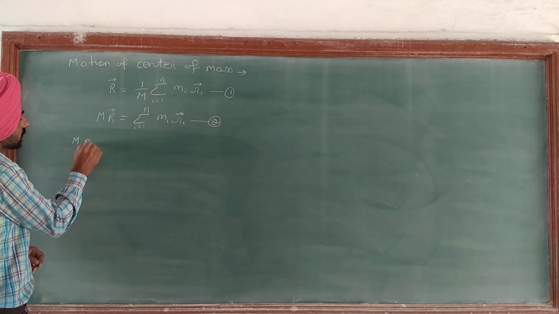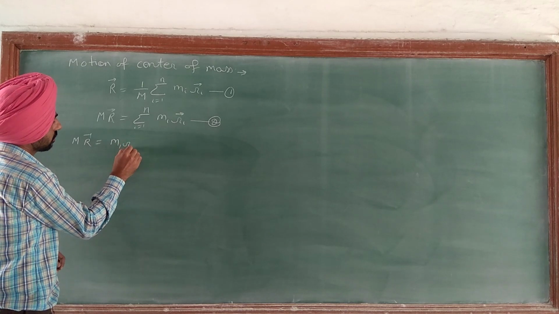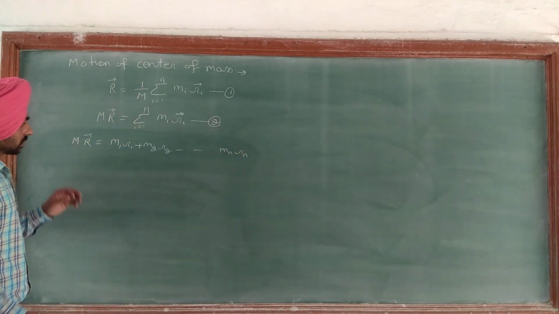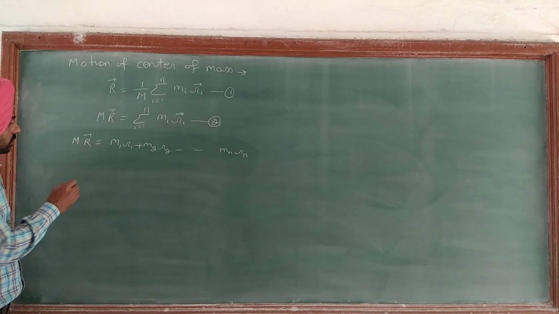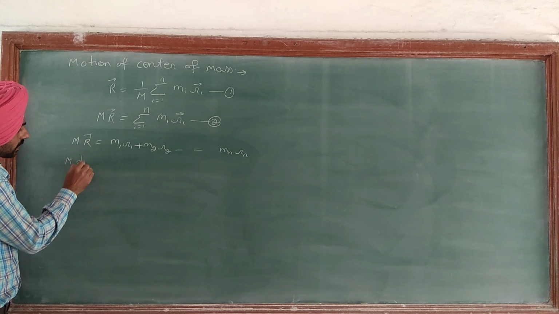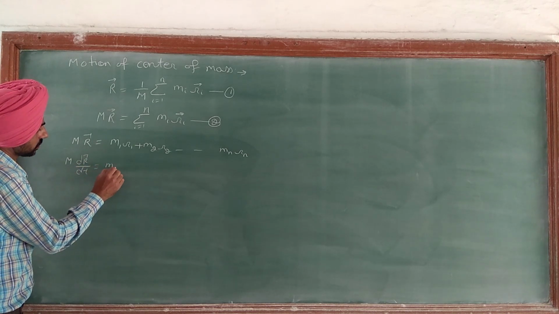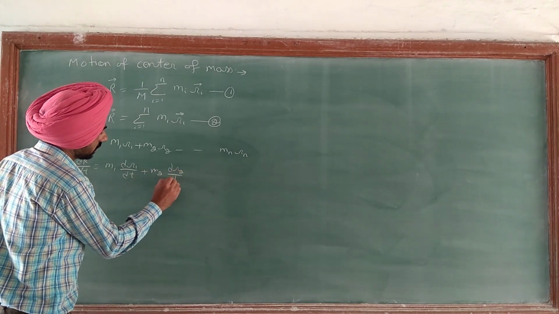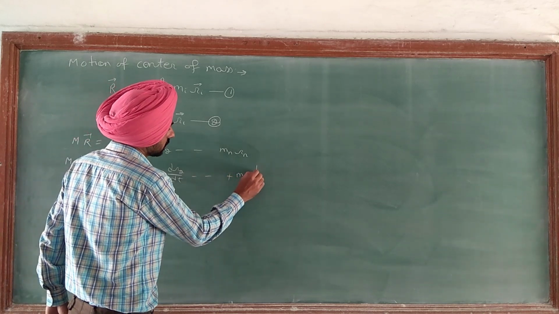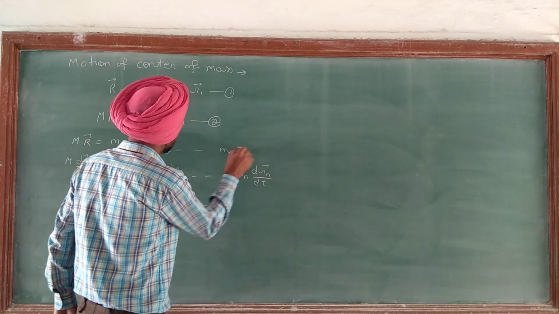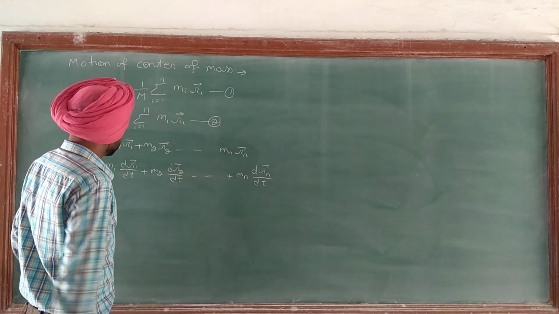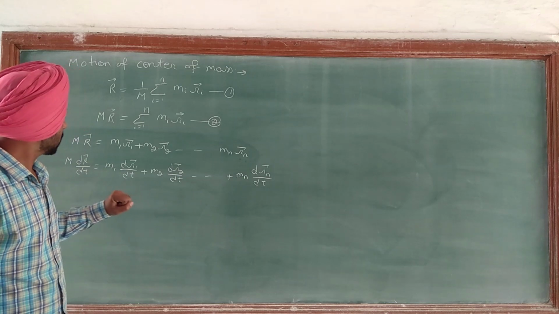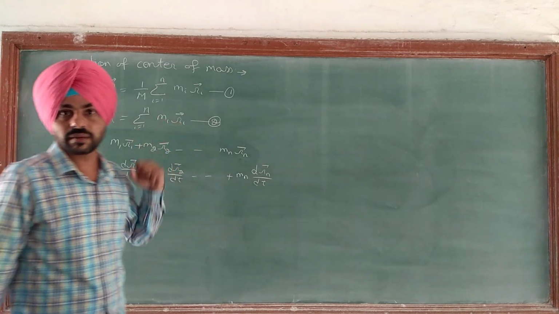Now I rewrite this equation as MR equal to m1 r1 plus m2 r2 and so on, mn rn. If I differentiate this equation on both sides, then it will be M dR by dt is equal to m1 dr1 by dt plus m2 dr2 by dt and so on plus mn drn by dt, where r1, r2, r3 and so on rn are the position vectors of particles whose masses are m1, m2, m3 and so on mn respectively.